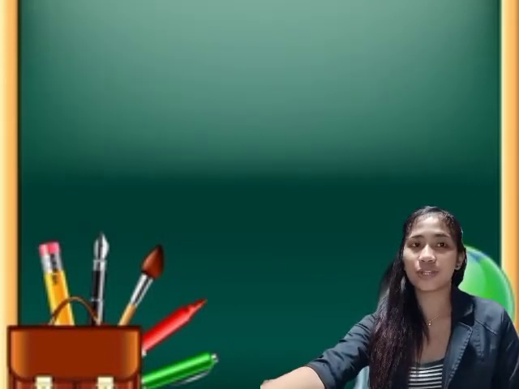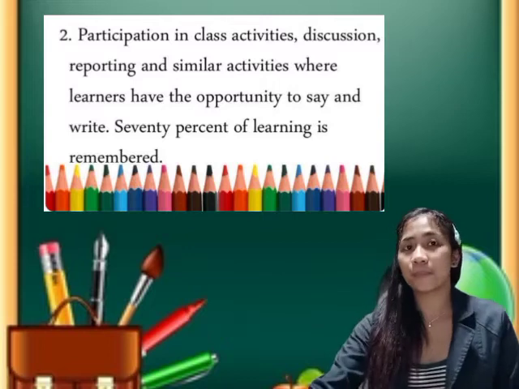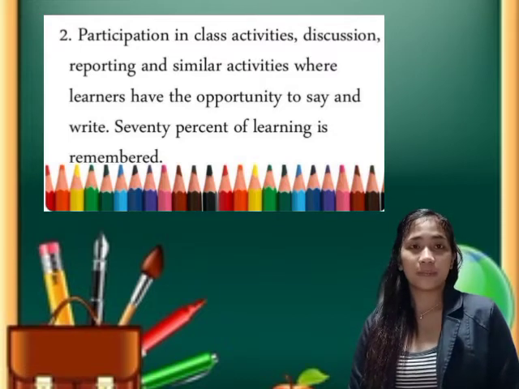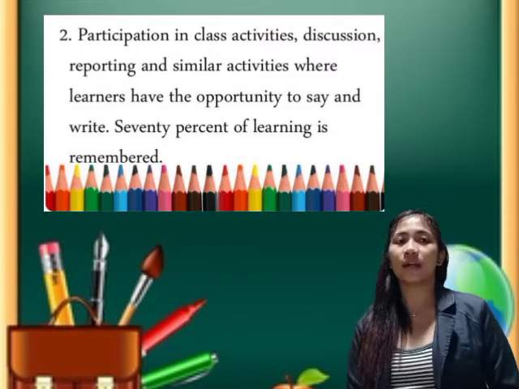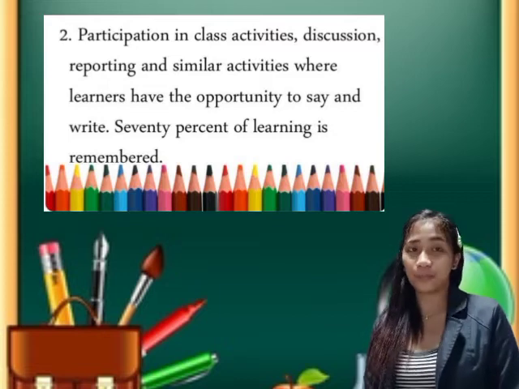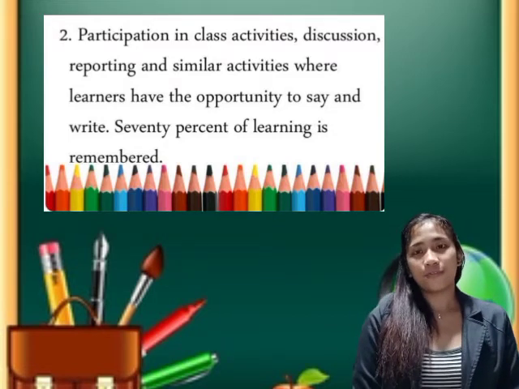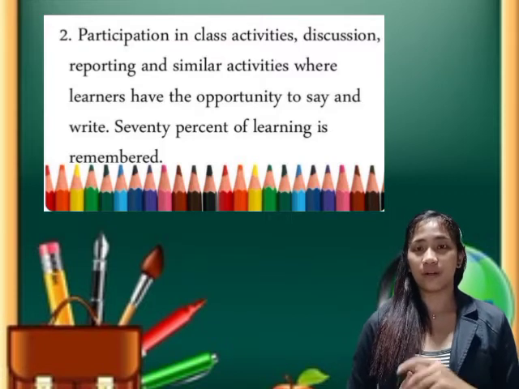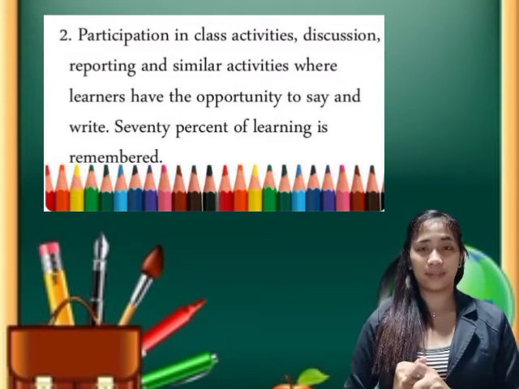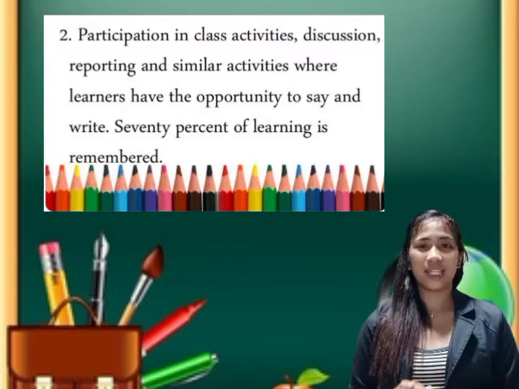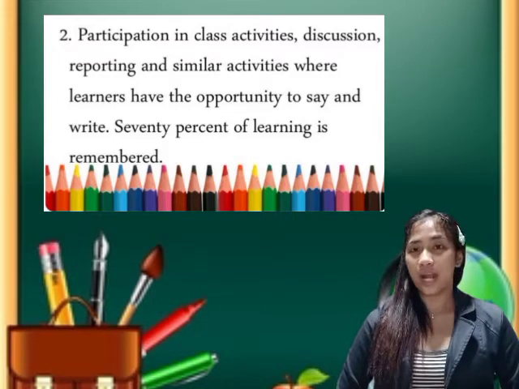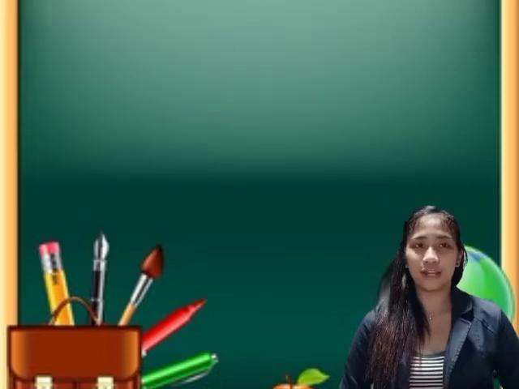Second one, participation in class activities, discussion, reporting, and similar activities where the learners have the opportunity to say and write. 70% of learning is remembered. Examples are small group discussion, buzz sessions, individual reporting, role play, and panel. Of course, it is to exercise our oral skills, our communication skills, how to be an effective speaker, not just a viewer. It is an active or interactive skill or ability that a learner should develop.